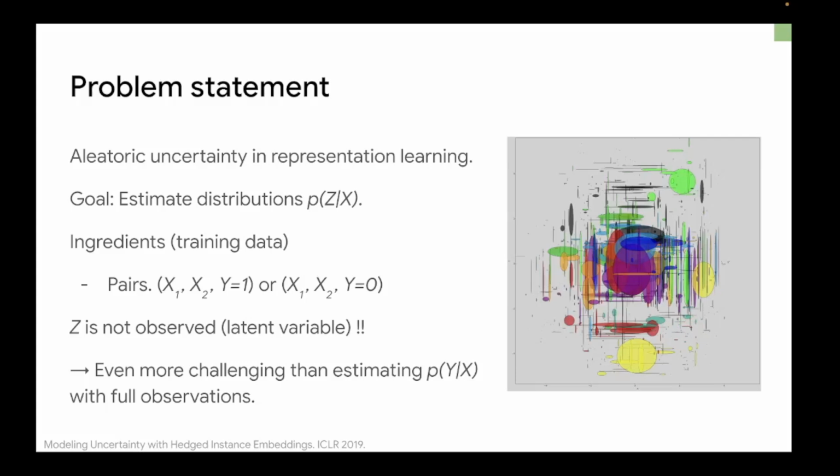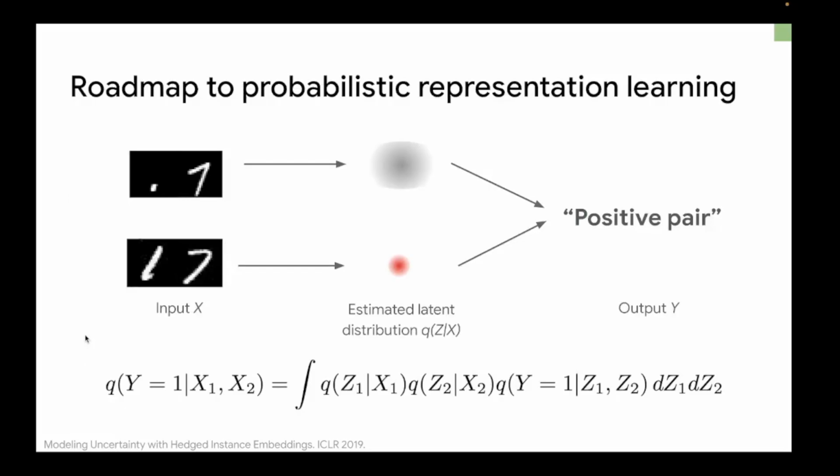Okay, so here the problem statement again, to clarify it again, is to estimate the distribution P of Z given X. Instead of just a mapping from X to Z as before, we're interested in the distribution P of Z given X. The ingredient is the same. We observe X1 and X2 as well as the corresponding label Y equals 0 or 1. The important thing is that Z is not observed. It's even more challenging than estimating P of Y given X with the full observations. How do we do this?